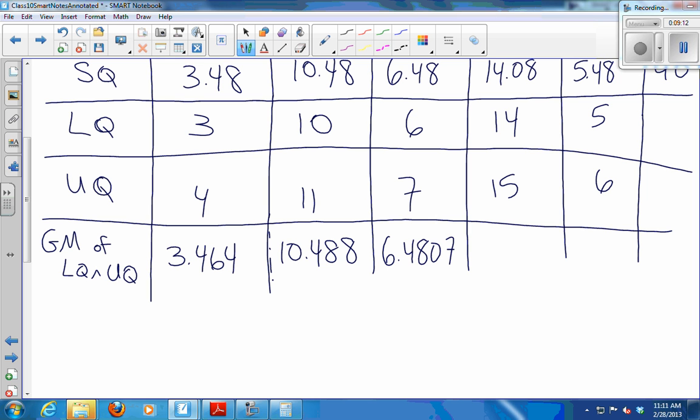Basically, I'm keeping enough decimals so that I can compare which number is bigger, my standard quota or the geometric mean. You might have noticed that I wrote down 4 decimal places here, where all the other ones I kept 3. The reason is that if I only wrote 6.48, if I rounded this, I would have the standard quota and the geometric mean look exactly the same, when in fact this one's a little bigger. So keep enough decimals to be able to compare the two.